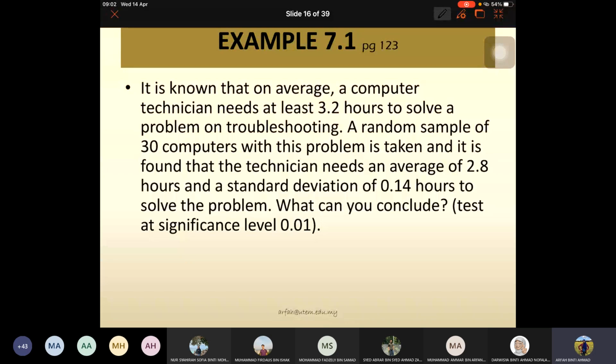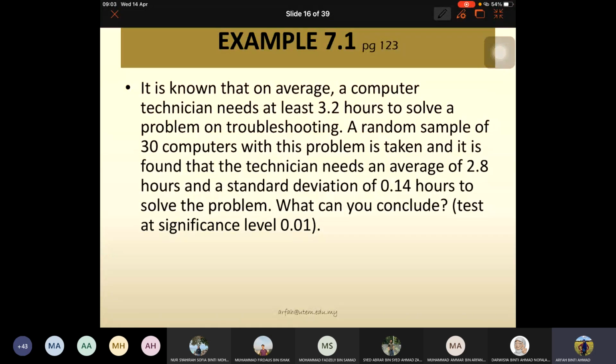So on average, a computer technician needs at least 3.2 hours to solve a problem on troubleshooting. So a random sample of 30 computers with this problem is taken and it is found that the technician needs an average of 2.8 hours and a standard deviation of 0.14 hours to solve the problem. So, what can you conclude? Test at significance level 0.01.